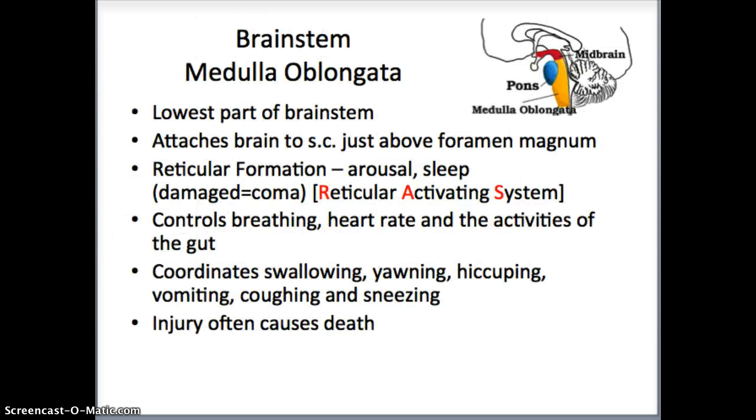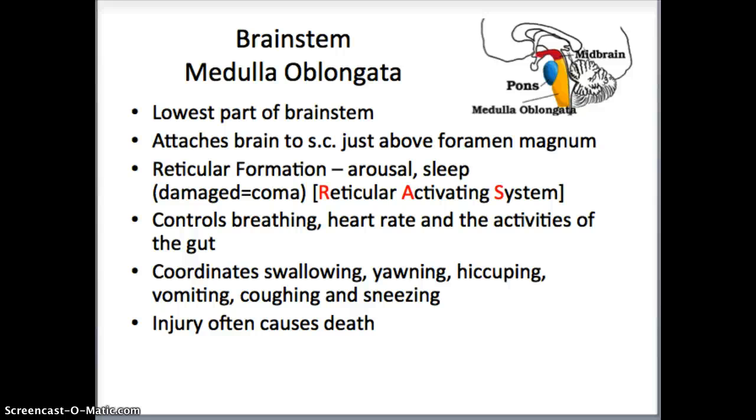So the brainstem is composed of, we're going to start with the medulla oblongata. It is essentially a large continuation of the spinal cord, and it attaches the brain to the spinal cord right above that foramen magnum, that hole in the bottom of the skull I showed you the other day.